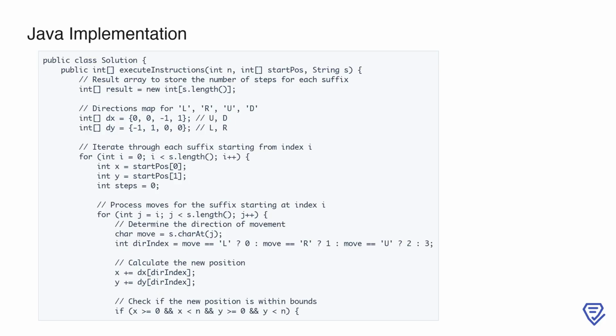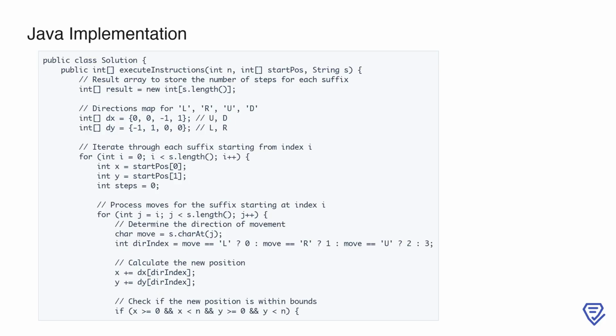Then, we define two arrays, dx and dy, which act as mappings for directional movements. These arrays correspond to the directions u, d, l, and r, helping us calculate the changes in coordinates for each move. Next, we use a loop to iterate through each character in the string s, treating each index i as the start of a new suffix.